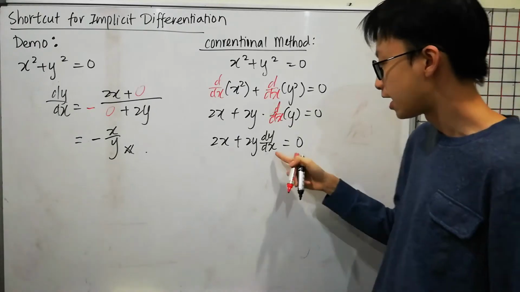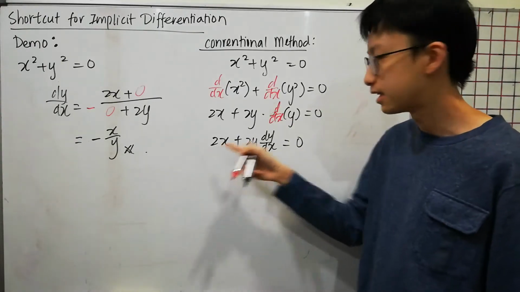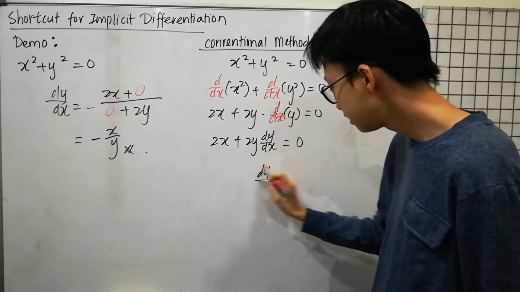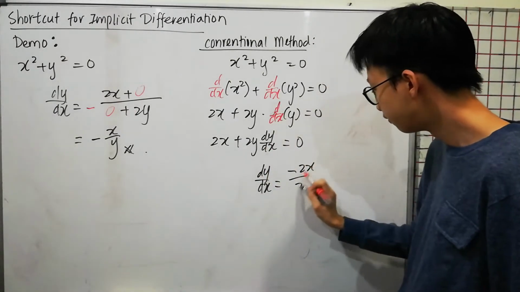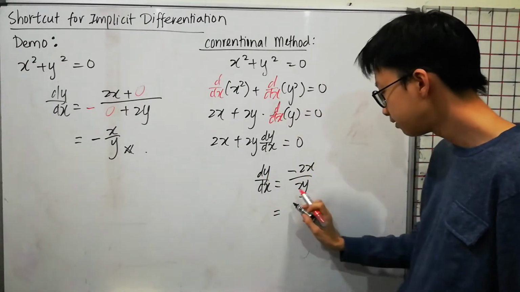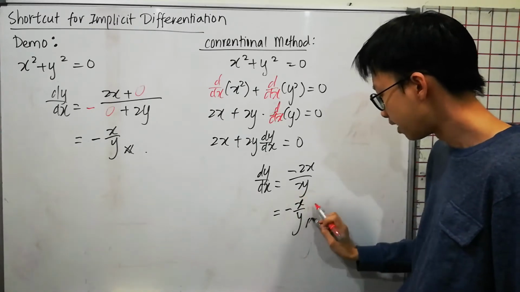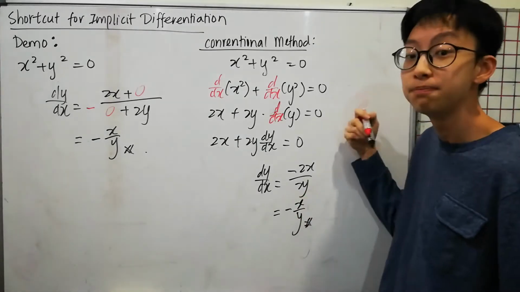Then next we try to express dy/dx in terms of x and y, which will be dy/dx equals negative 2x over 2y. Then simplify it, we'll have negative x over y. So this is how we differentiate implicitly.